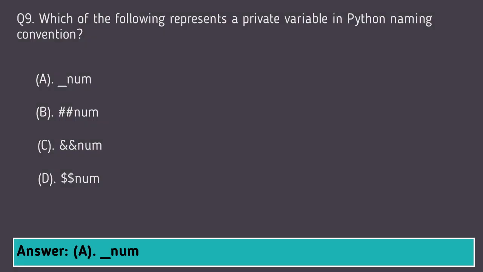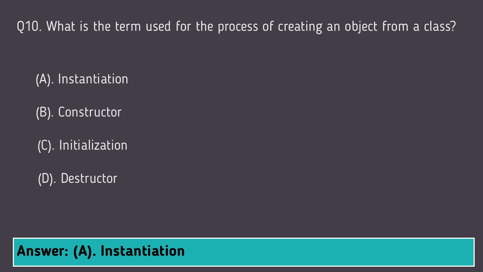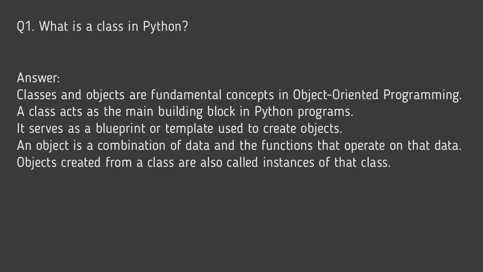A variable starting with an underscore is treated as private by convention. Creating an object from a class is known as instantiation. A class is a blueprint used to create objects. It defines data and functions that operate on that data.